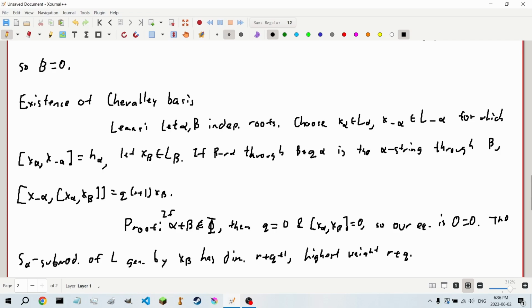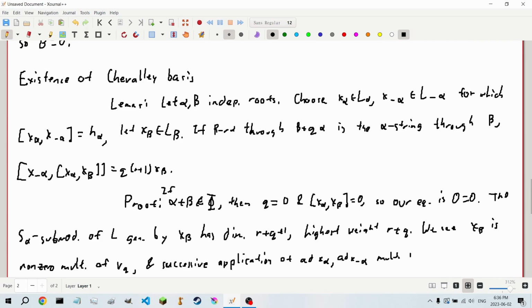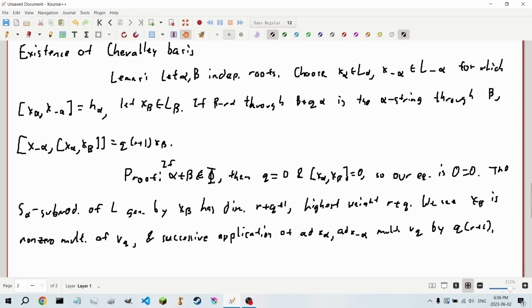In the notation of the above, we see that x beta is a non-zero multiple of v q, and the successive application of the adjoint of x alpha and the adjoint of x negative alpha multiplies v q by the scalar q times r plus 1. Let's prove our lemma. So let's go on to a proposition.